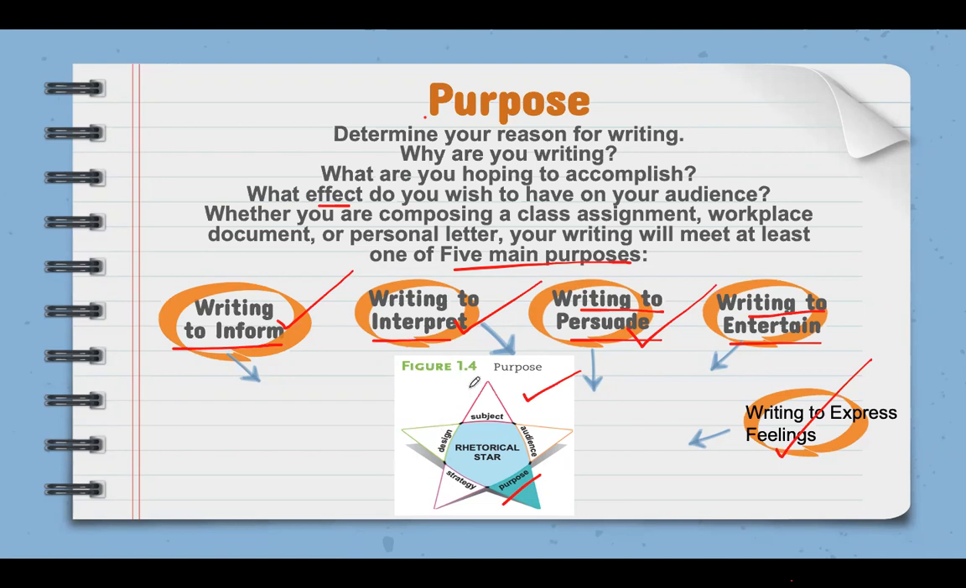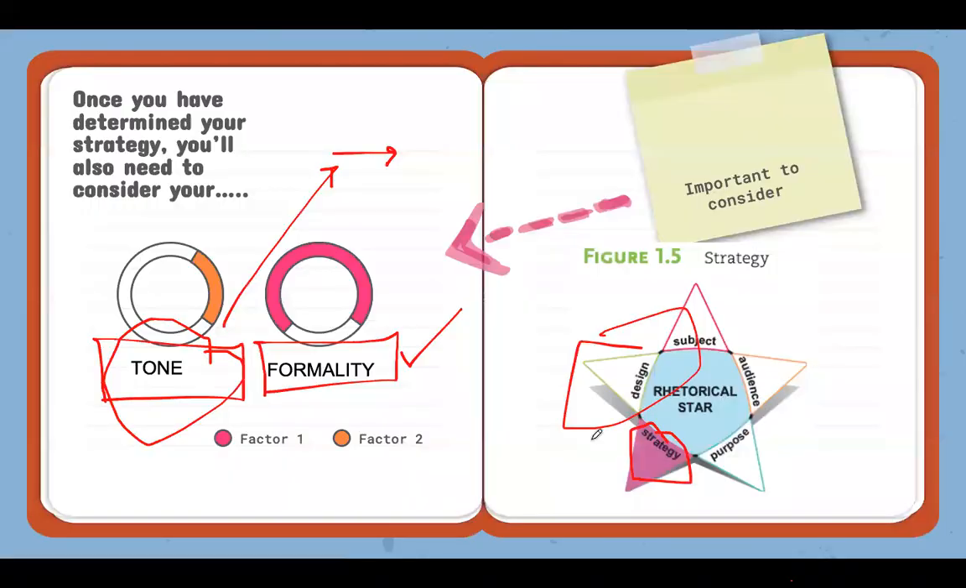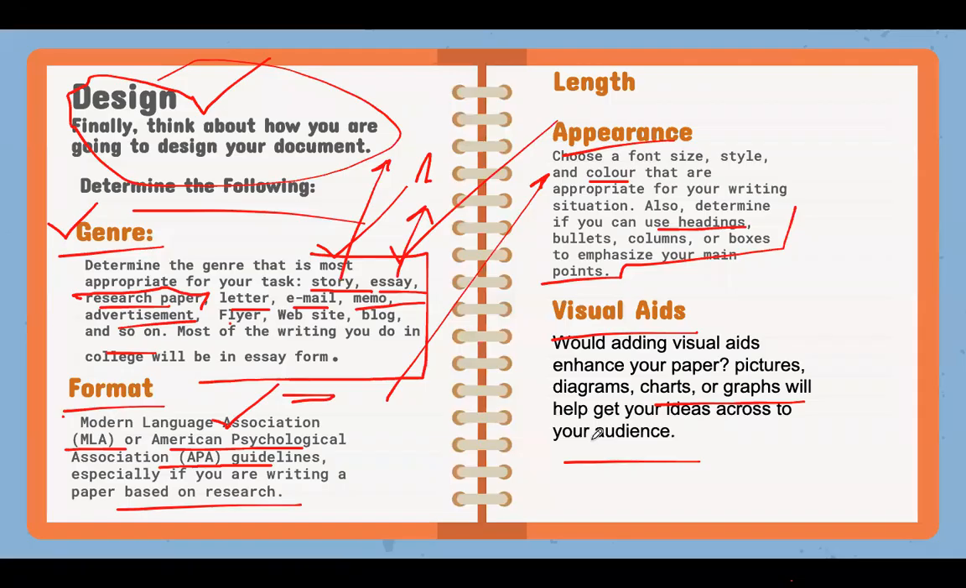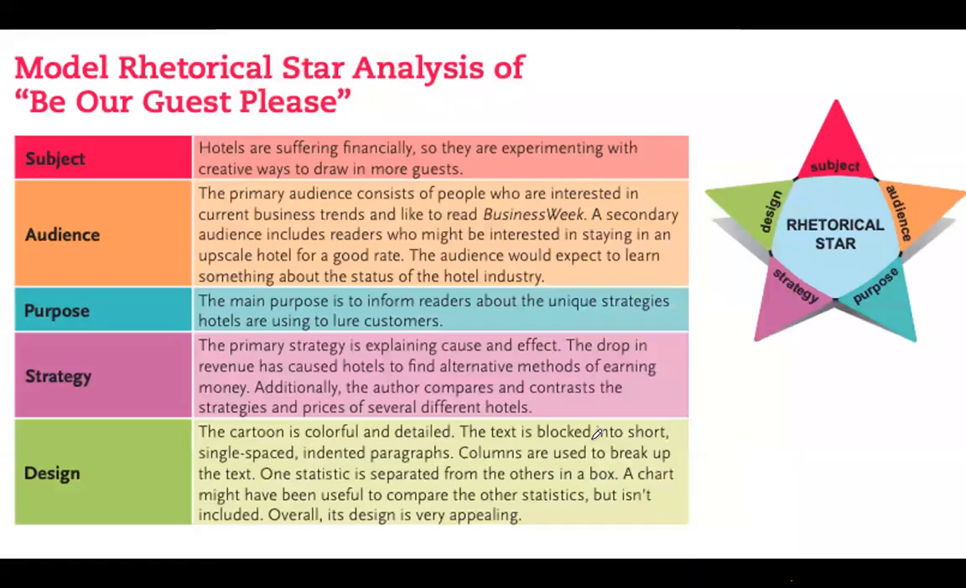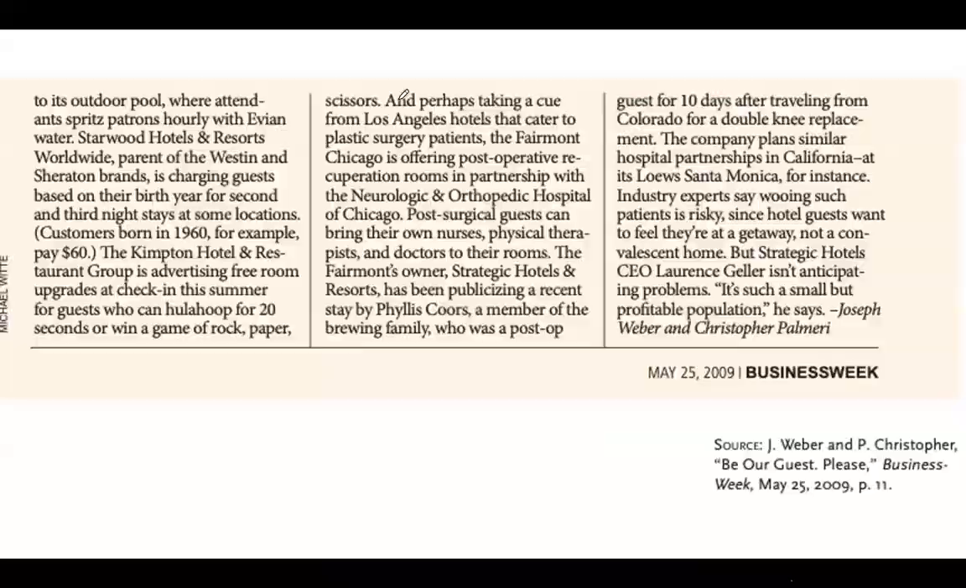Once you are able to find out these 5 important dimensions of the rhetorical star in any writing, it means you are now able to see the text quite clearly, and then you are able to write in a better way. Model rhetorical star analysis, "Be Our Guest, Please." That's the article, "Be Our Guest, Please."